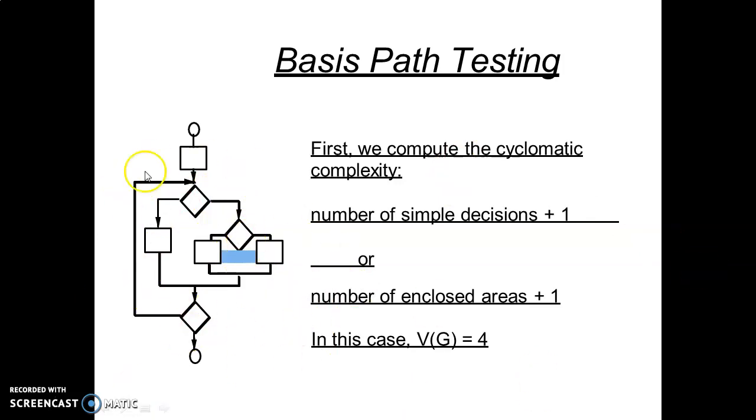Here is a graph in which we have, say, 1, 2 and 3 condition statements, decision statements, plus 1. So the cyclomatic complexity of the code in this chart is 4. Number of enclosed areas: you can see 1, 2 and this 3. So 3 plus 1 is 4. This is how we can find the cyclomatic complexity. Number of decision statements, meaning conditions, plus 1, and number of enclosed areas, meaning regions, plus 1.